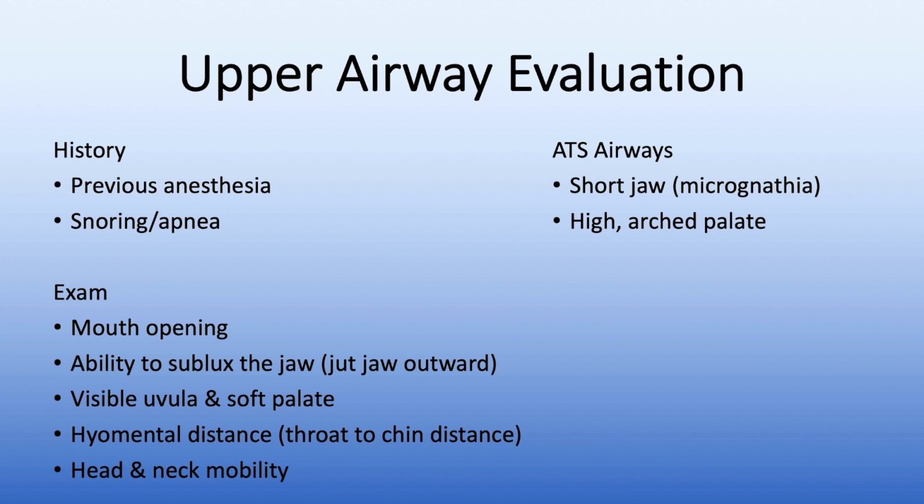Our upper airway evaluation includes a history of snoring or apnea spells while asleep, difficulties with previous anesthetics, particularly in placing a breathing tube. We also pay close attention to some of the things that are associated with ATS, such as a short jaw, also known as micrognathia, and a high arched palate. Both of these things make the space within the mouth very small. In addition, the mouth opening could be small by itself.